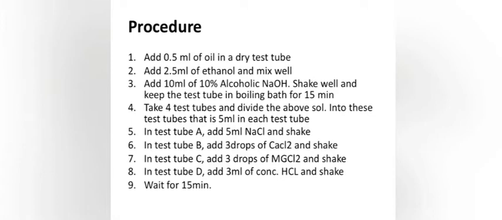In test tube A, add 5 ml of NaCl and shake. In test tube B, add 3 drops of calcium chloride solution and shake. In test tube C, add 3 drops of magnesium chloride solution and shake. In test tube D, add 3 ml of concentrated hydrogen chloride and shake. Do not disturb these tubes for 15 minutes.